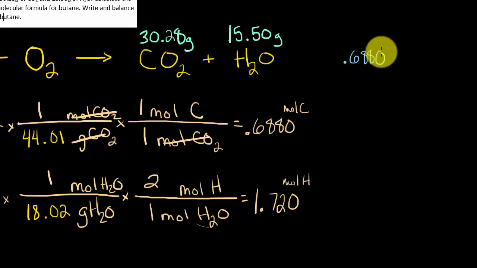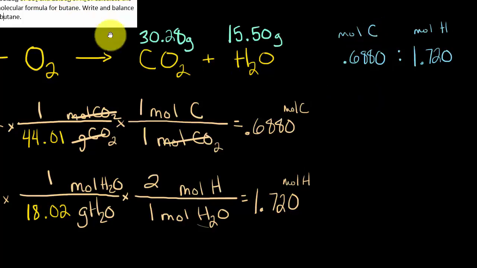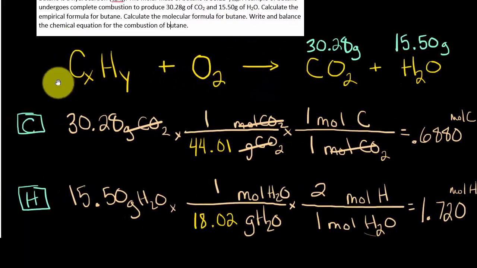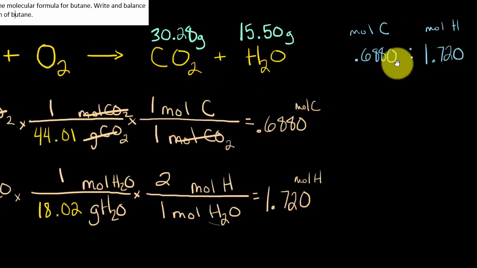So we have 0.6880 moles of carbon to 1.720 moles of hydrogen. But the only problem is for our formula back over here, CxHy, this isn't a very convenient ratio, because the ratios in a formula like a hydrocarbon are supposed to be whole numbers.